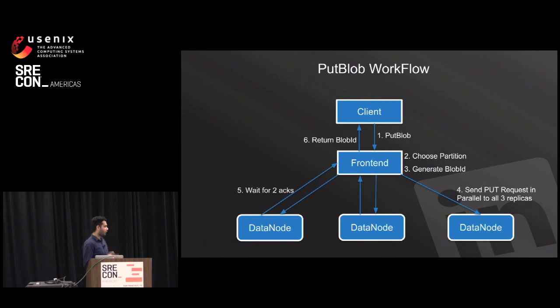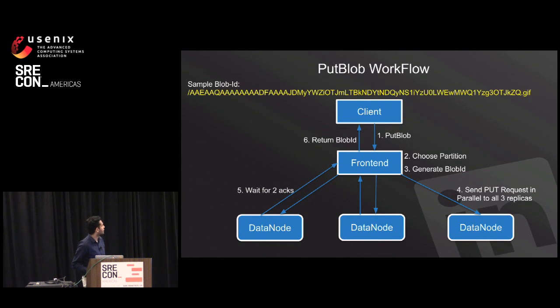Now you may wonder about the third write that is sent. In case the third write fails, replication will take over and you will get the blob replicated onto the third node straight away. We don't have to worry about it. And as I said, the blob ID is an alphanumeric value. It looks something like this.